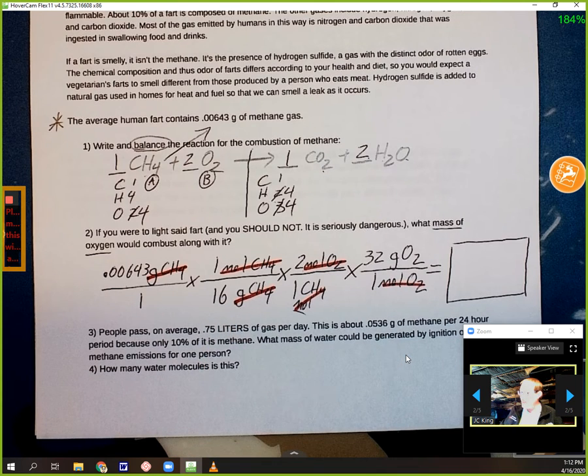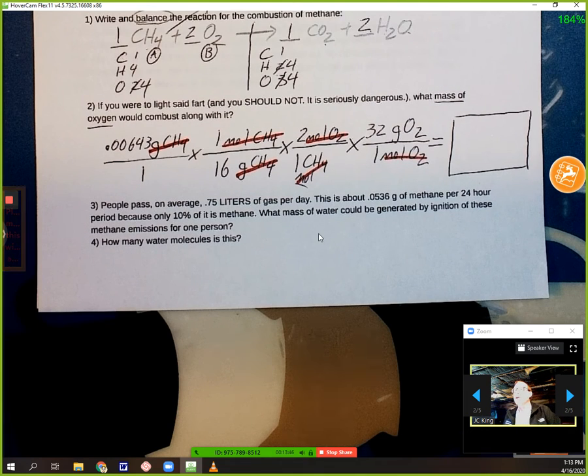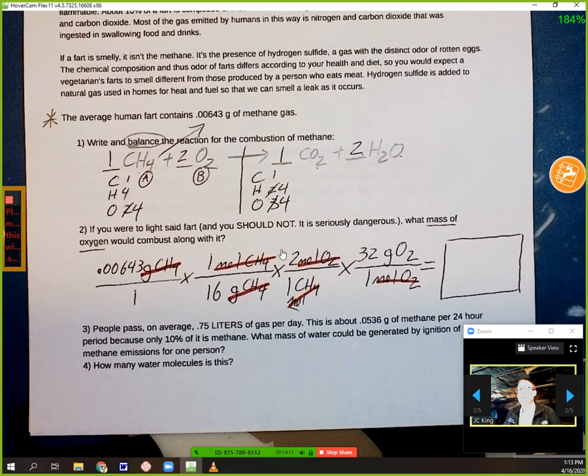Let's look at problem 3. People pass on average, wow, 3/4 of a liter of gas a day. That's going to be about 0.0536 grams of methane for every 24-hour period, because only 10% of farts are methane. So what mass of water could be generated by ignition of these methane emissions for 1 person? So this time, we're trying to see how much water is going to get made if you were to capture and light all the methane in 1 day's worth of farts.